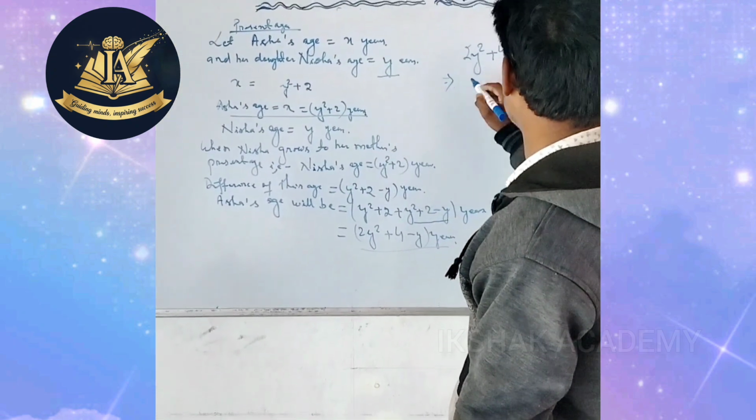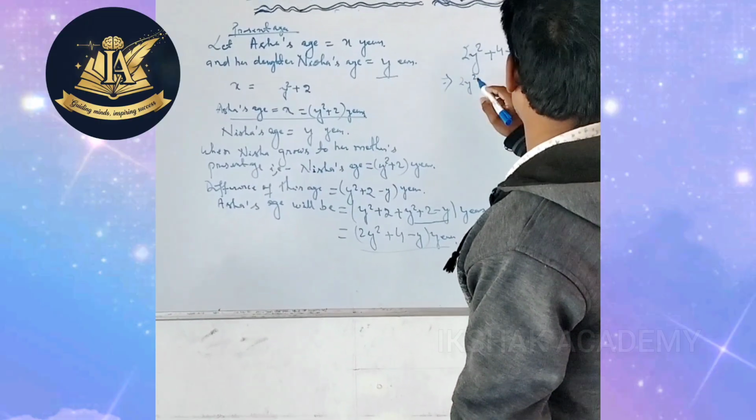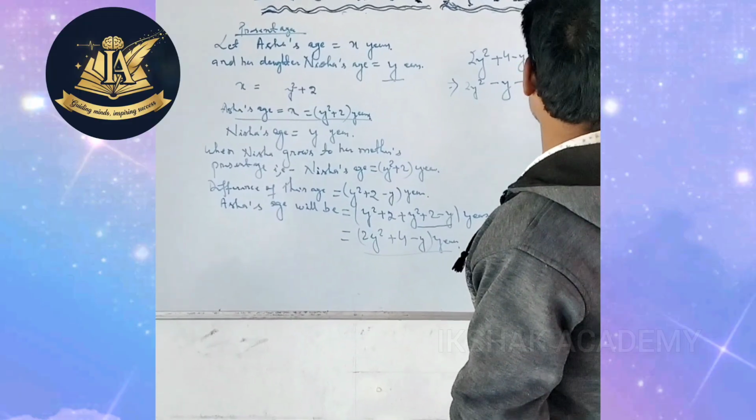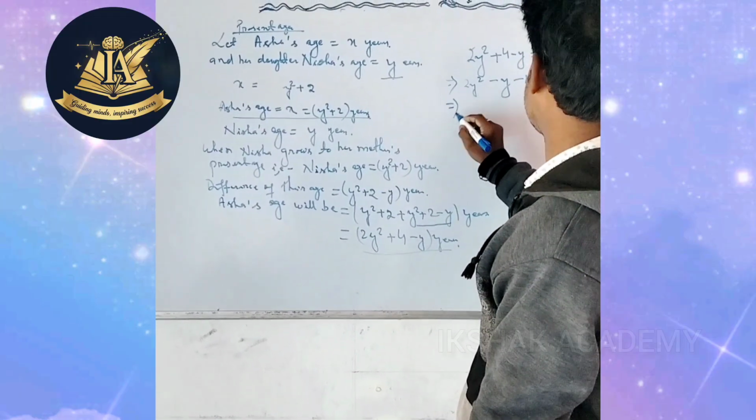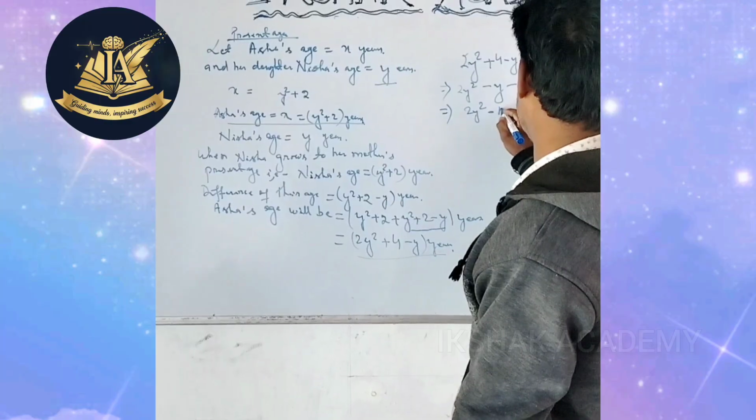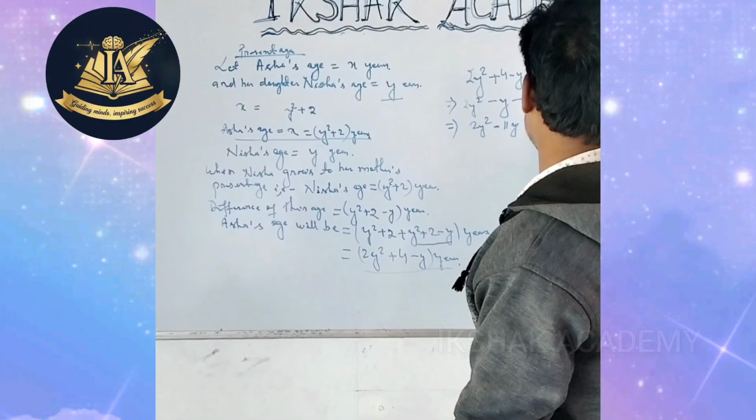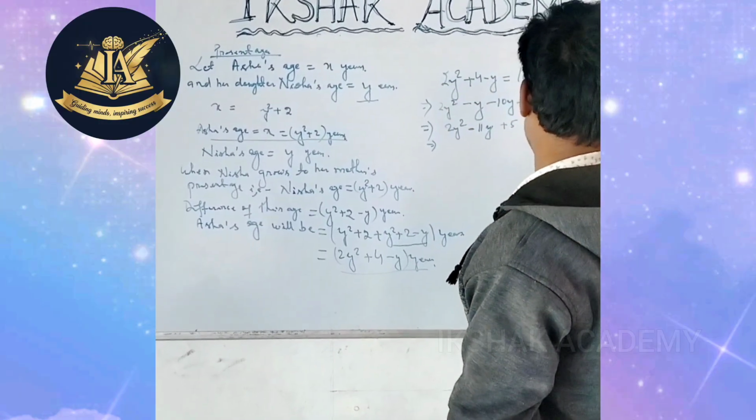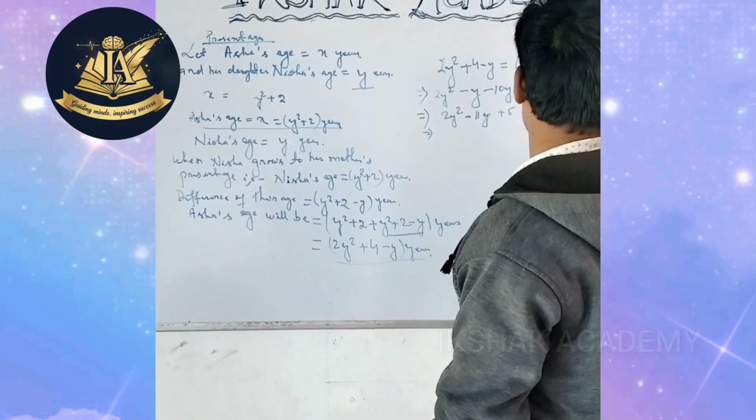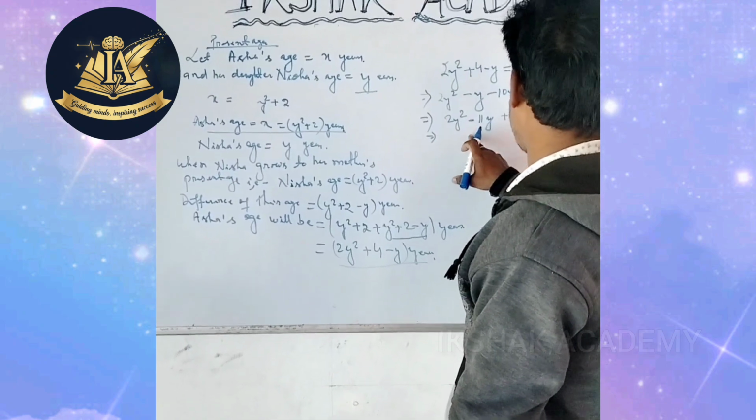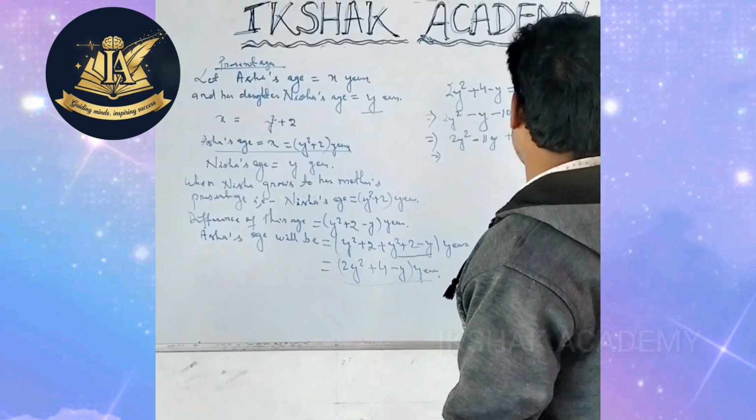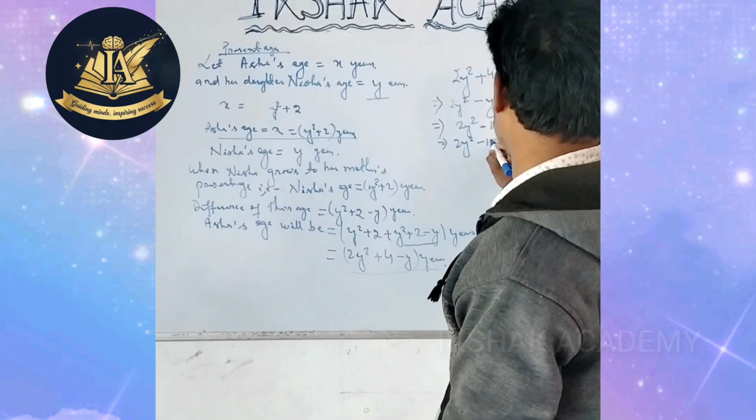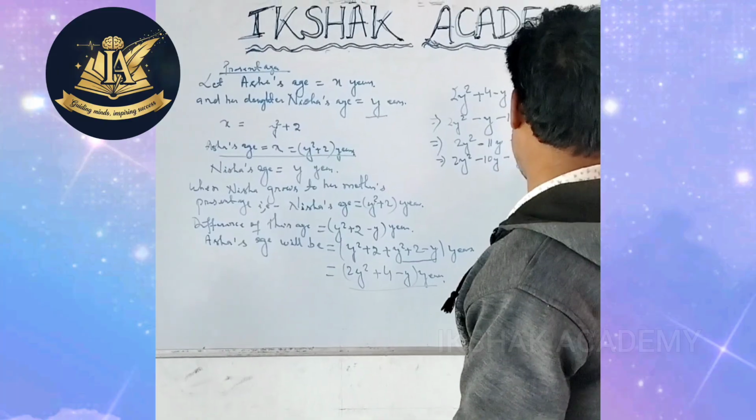Then just solve this. 2y square minus y minus 10y plus 4 plus 1 equals 0. So 2y square minus 11y plus 5 equals 0. This is the final quadratic equation, in which if you multiply, the product will be plus 10, and if you add, the sum will be minus 11. So the numbers are minus 10 and minus 1. 2y square minus 10y minus y plus 5 equals 0.